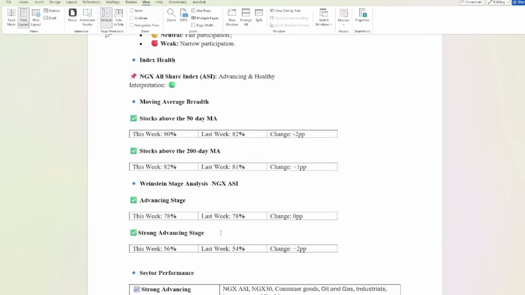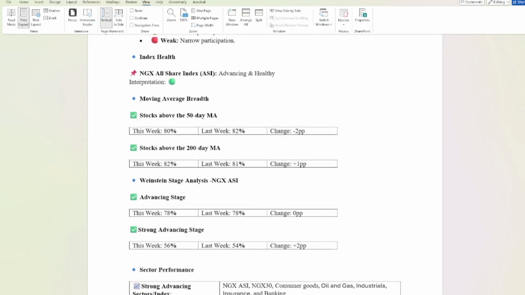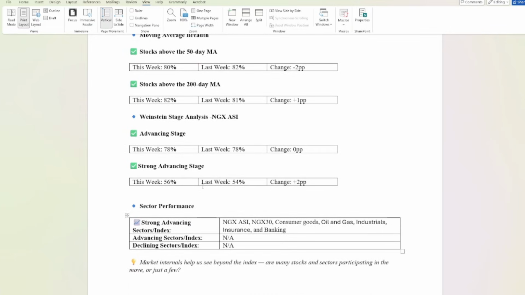The next metric we also use within the Winston framework is the percentage of stocks that are in a strong advancing stage. You can actually see we went up by 2 percentage points this week. You see we closed the week with 56% compared to 54% the previous week. I'm really excited about this market. The market looks to be firing well, so if you're in the market, congrats. Continue to enjoy the market, and we'll keep tracking the internals.